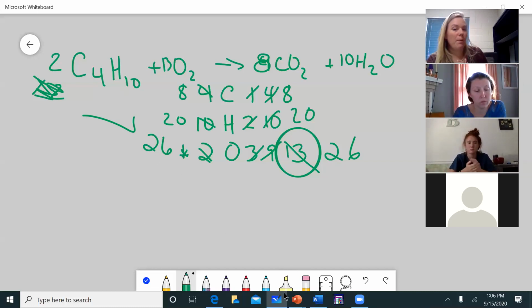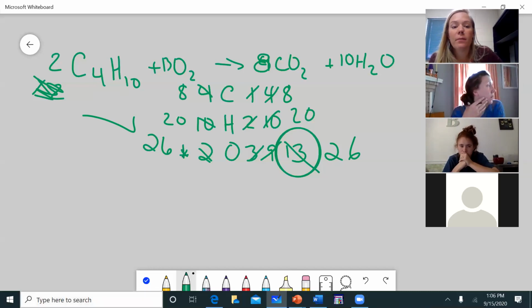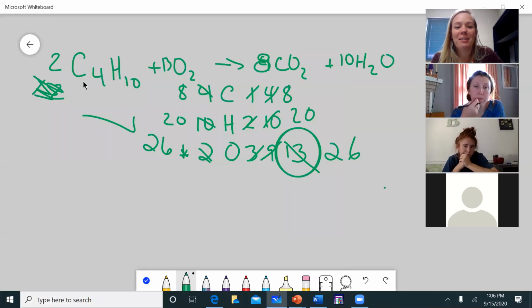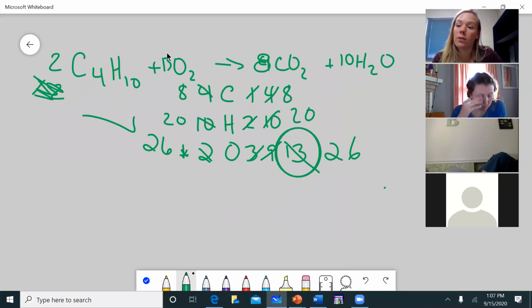Questions on that one? That one's probably one of the trickiest ones that you'll have. So when doing those, if it's a hydrocarbon, balance your carbons, balance your hydrogens, see how many oxygens are left. That number of oxygens becomes the coefficient of your other oxygen, and you multiply the other ones by a factor of 2.